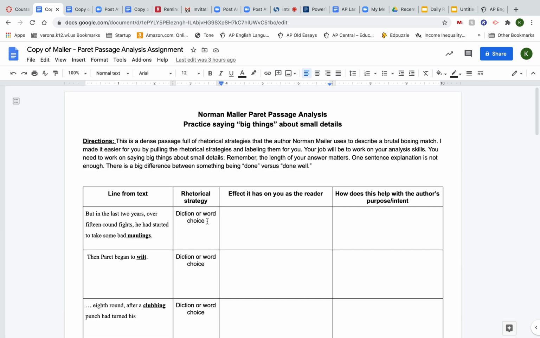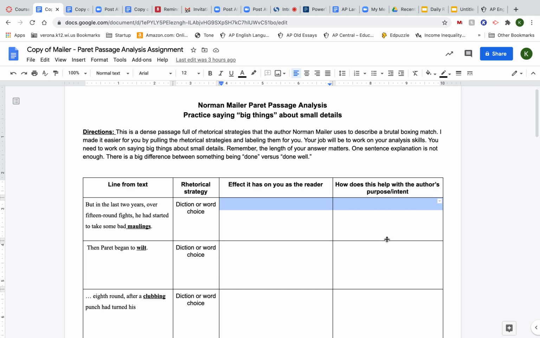So I did half the work for you. I found a line from the text, and we're going to analyze the word "maulings." And you're going to analyze the rhetorical strategy of diction or word choice. And your task this weekend is to fill in these two boxes with as much detail and analysis as you can. Now, we talked about how it's about saying big things about small details. So one sentence is not going to work. Please focus on getting it done well versus just being done.